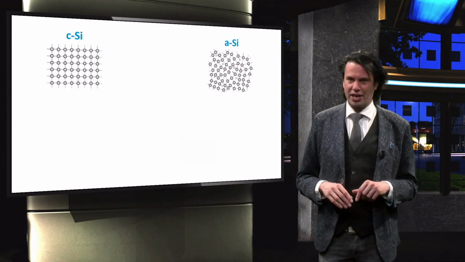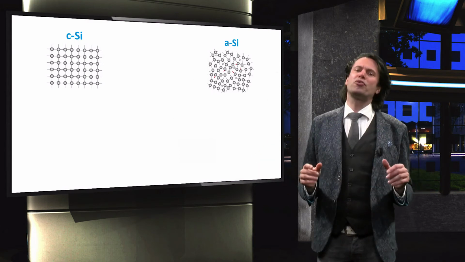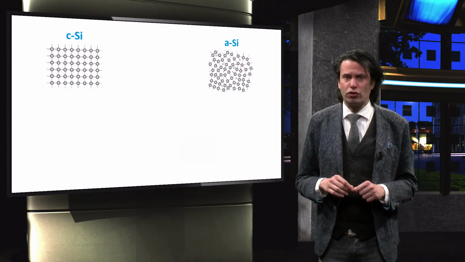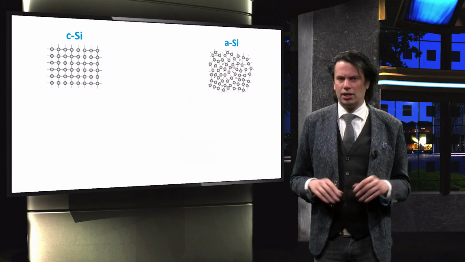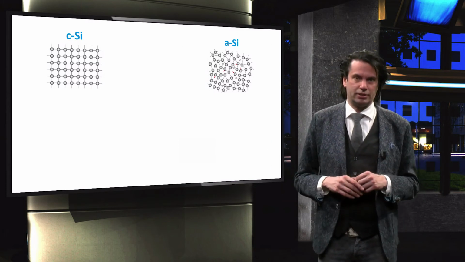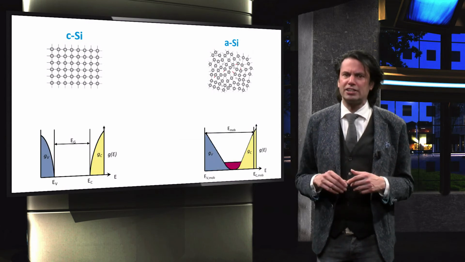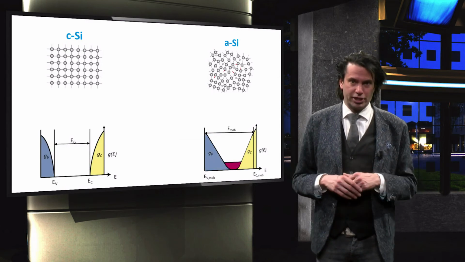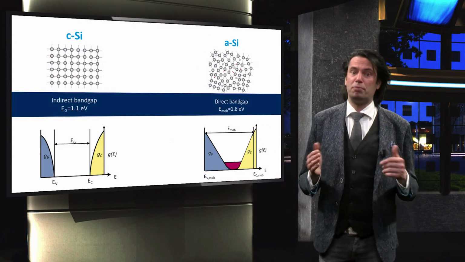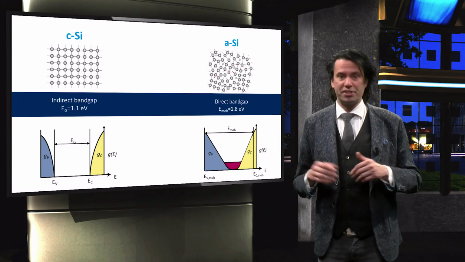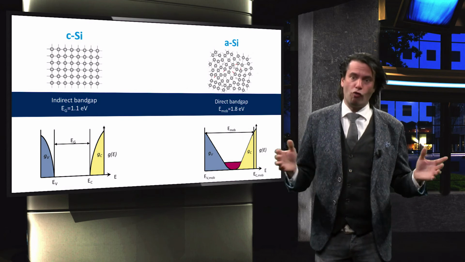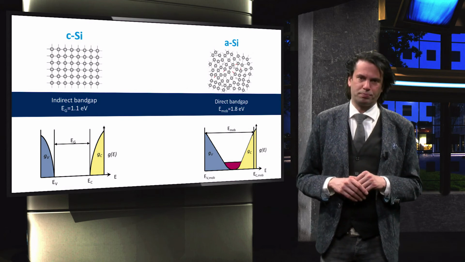Time for a short recap. We have discussed how crystalline silicon consists of a well-ordered lattice, while amorphous silicon consists of a continuous random network. This random network causes amorphous silicon to have a much higher defect density. We also saw how these defects create allowed energy states in the bandgap. Amorphous silicon therefore has a direct bandgap of between 1.6 and 1.8 electron volt, while crystalline silicon has an indirect bandgap of 1.1 electron volts.